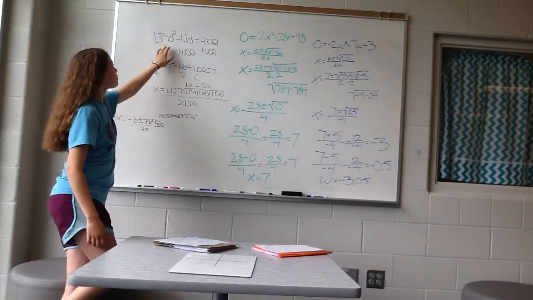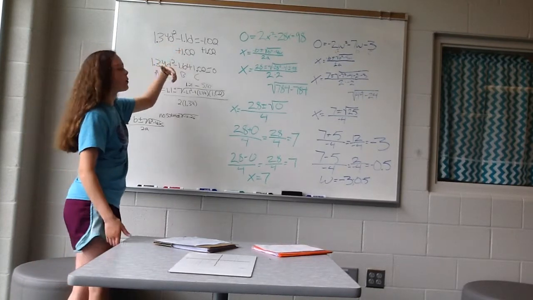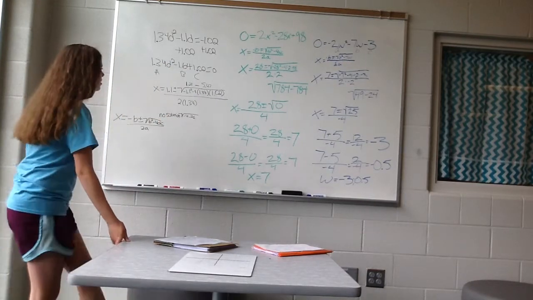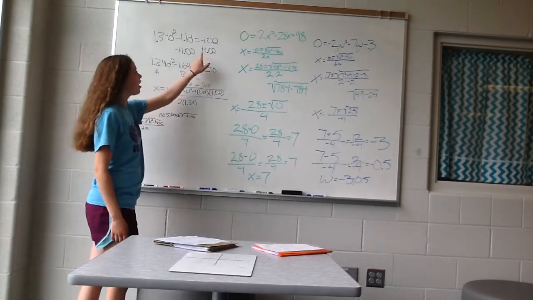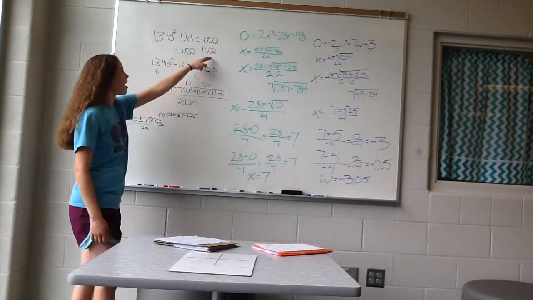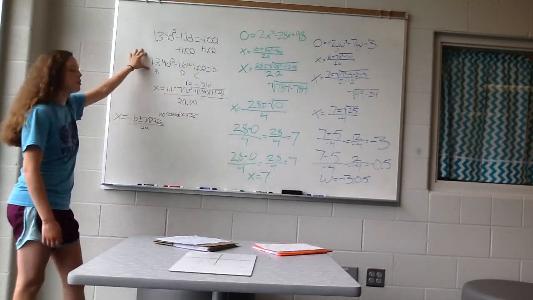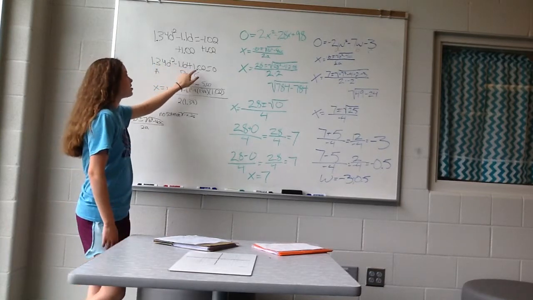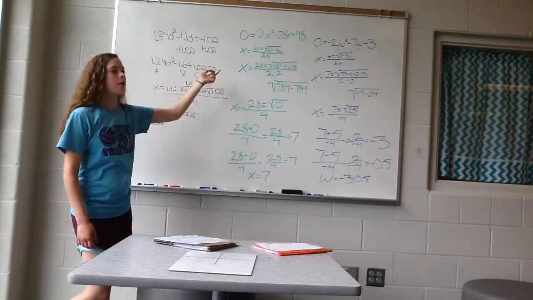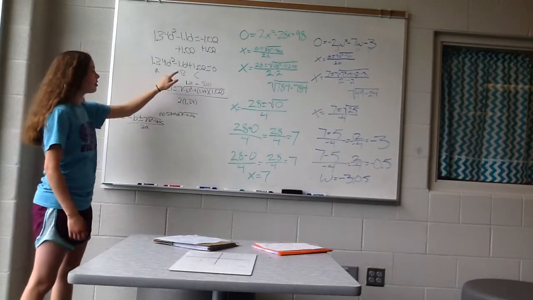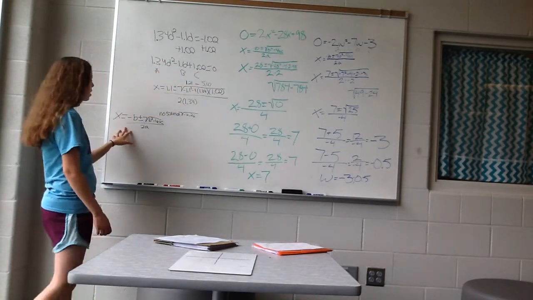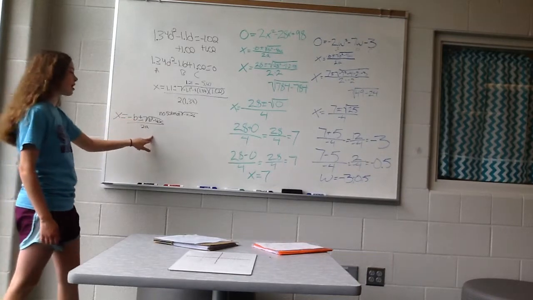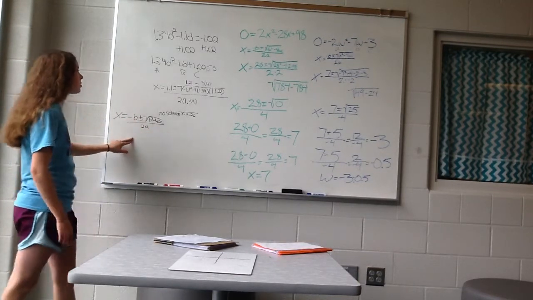Minus 1.34d squared minus 1.1d equals negative 1.02. And so to get this equation equal to 0, you're going to add 1.02 to both sides, which is going to make the equation 1.34d squared minus 1.1d plus 1.02 equals 0. And so then we're going to plug this into the quadratic formula, which is x equals negative b plus or minus the square root of b squared minus 4ac over 2a.